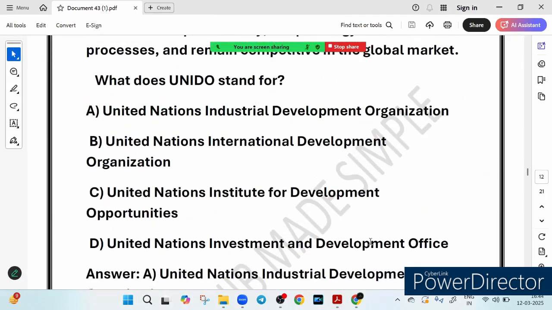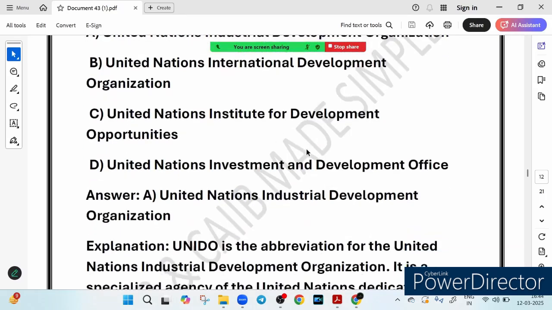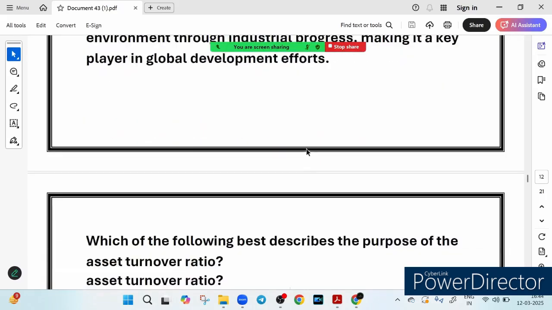Now, what does UNIDO stand for? Its full form is United Nations Industrial Development Organization. I am skipping this question because it's very easy. Let's look at the next question.